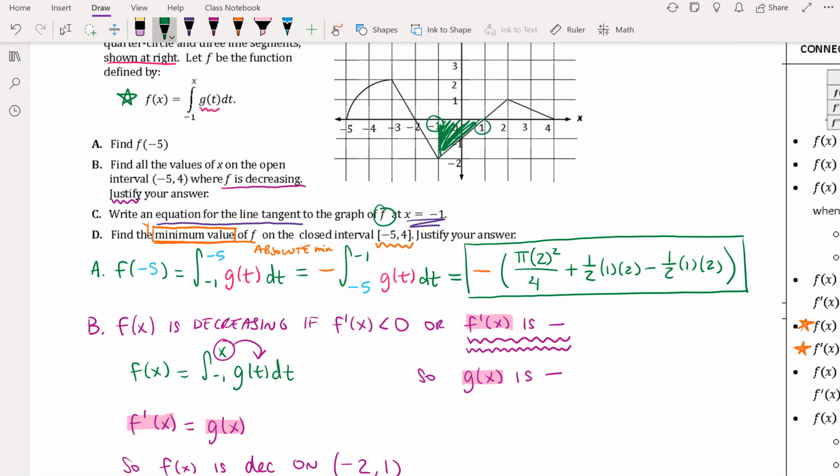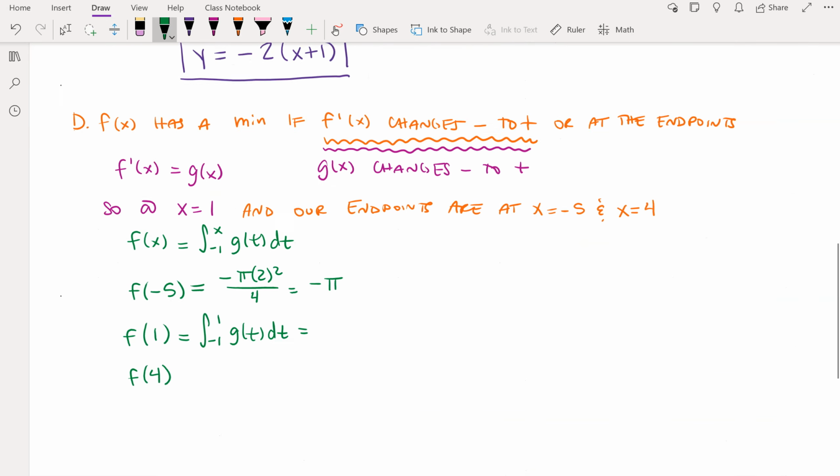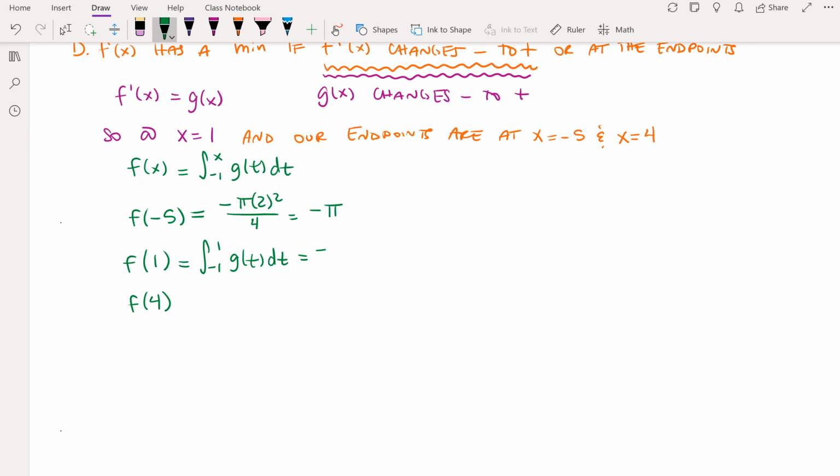From -1 to 1, we need to find this area. And that would be 1/2 base times height. It's negative, by the way, because it's below the x-axis. So it equals -1/2 times base of 2, height of 2, which equals -2. Right? Okay, and now let's find f of 4.